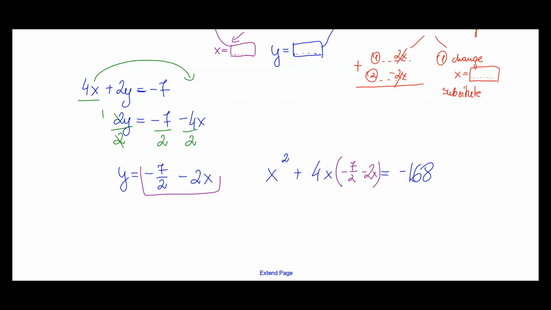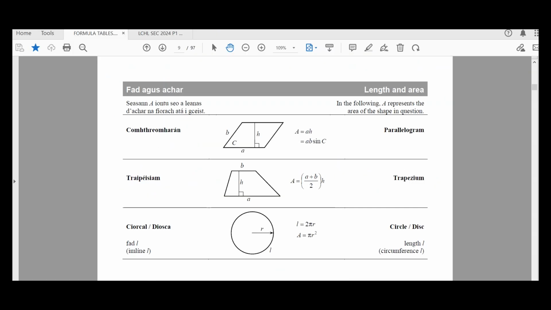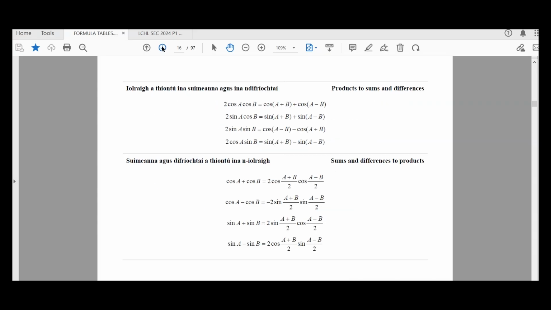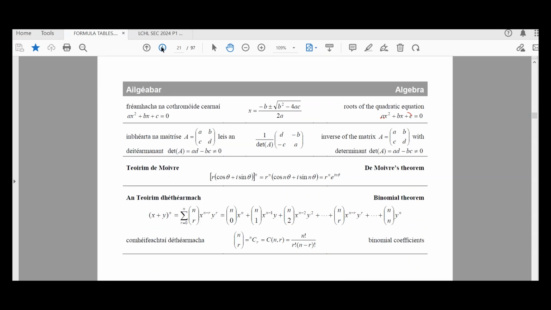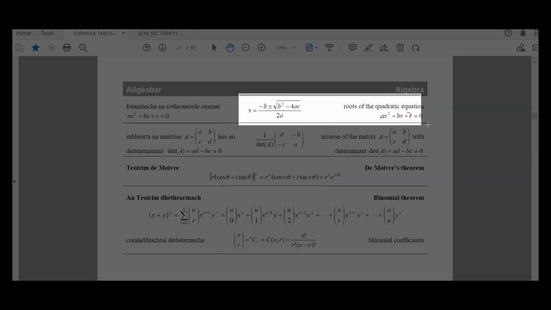Then again, we ask, how do we solve that? When we have a letter to the power of 2 in our equation like here, what do we think about? The minus b formula. So in order to use the minus b formula, let's get that formula from our maths table. That's page 20, if I remember correctly. There it is. So let's get that.